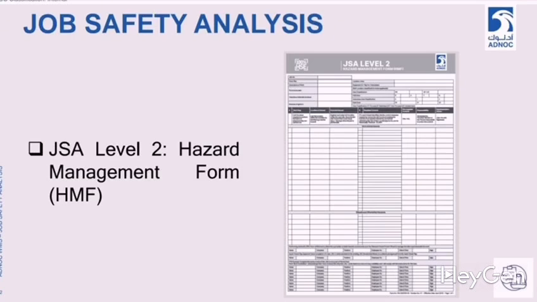If our activity is divided into different packages, then a separate permit will be required for each package, and a separate JSA will be necessary. At JSA level 2, at the top, it will mention what your activity is, in which area it is taking place, from what time it is attached to your permit, and what the permit number is. These things will be mentioned at the top.